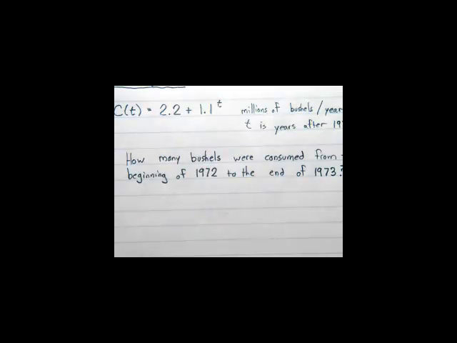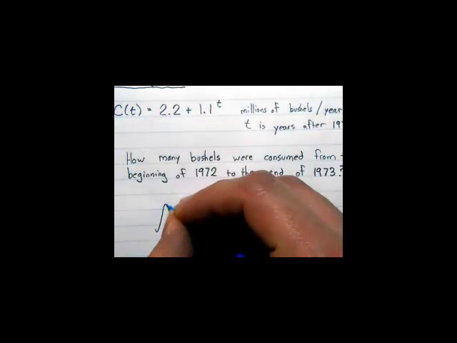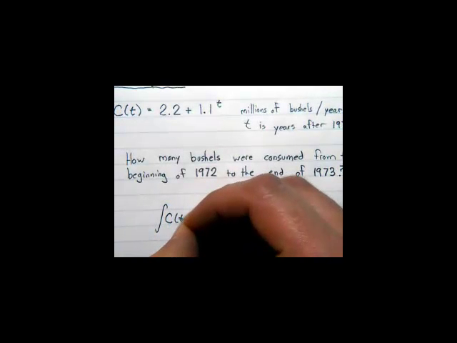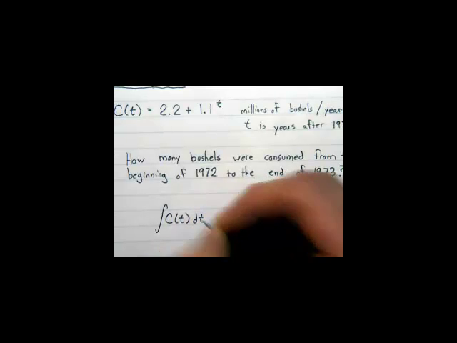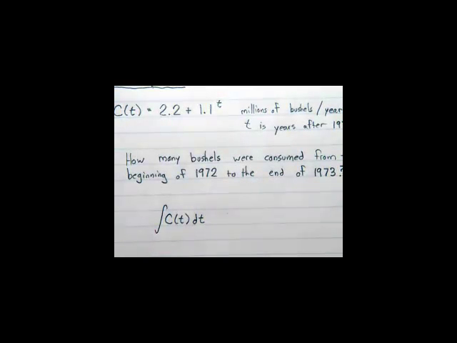So just like before, where I had to do an integral of the velocity to figure out the distances, now I need to do the integral of the rate equation to figure out how much was actually consumed. Okay? So it's going to be an integral of this consumption equation. But then I'm going to go back to what I just asked you before about, okay, how long a period is this? It's a 2-year period.